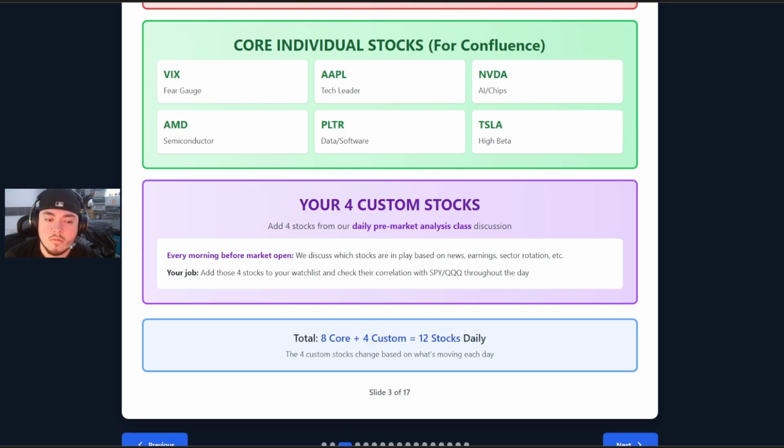So the total that you should be watching, you have your 8 core stocks, your 4 custom stocks, so the 12 stocks daily. If you're trading on a computer, guys, and you have 2 or 3 monitors, 12 charts is very doable on one screen if you have a wide screen. And if not, 2 screens, 12 stocks is very acceptable, very doable.